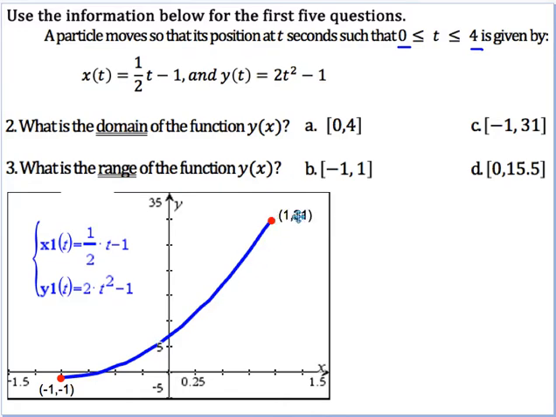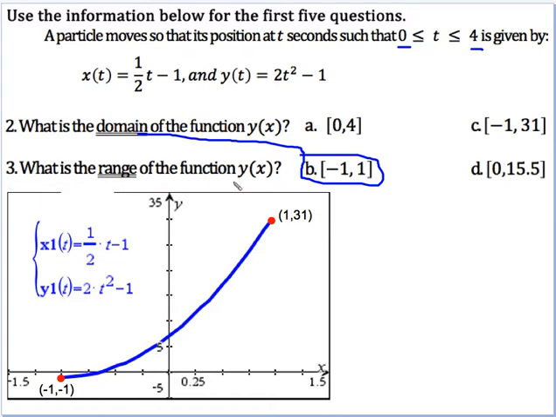And when t equals 4, I get 1 and 31. Okay, so now I need to do my domain. Well, domain is all possible x values. So my minimum x value is going to be -1, and my maximum is going to be +1. So for my domain, the correct answer is B, -1 to +1.